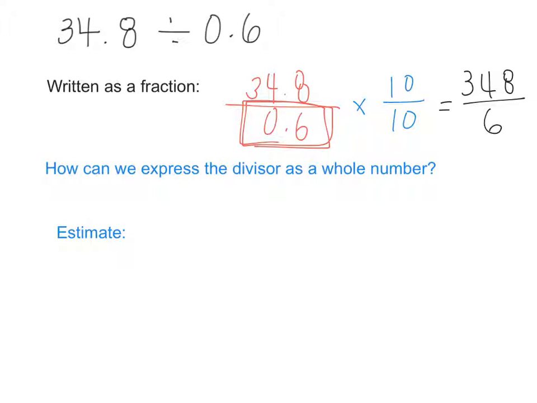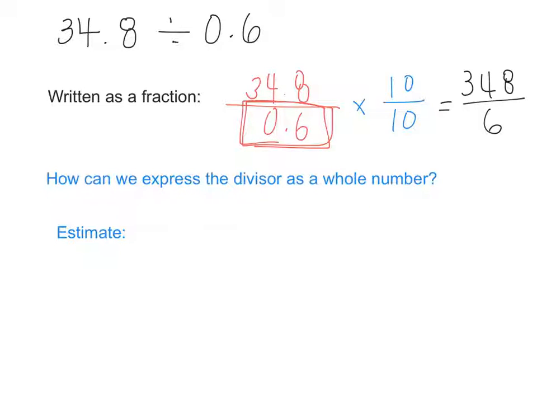Now, could we do that division problem? How would I write this division problem using standard algorithm? Which one's the whole? 348, and the whole lives in the house, and the divisor of 6 is knocking on the door. Remember, this is called standard algorithm. Can we use standard algorithm to figure this out? Yeah. Of course. But before we do that, let's estimate.